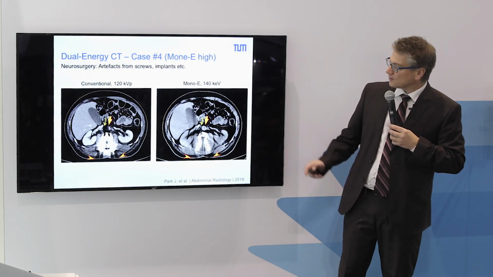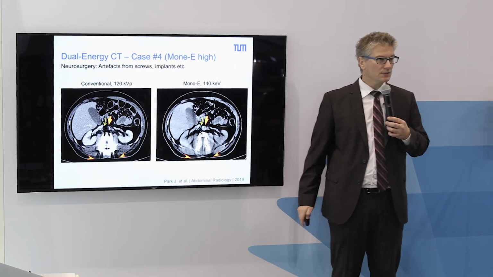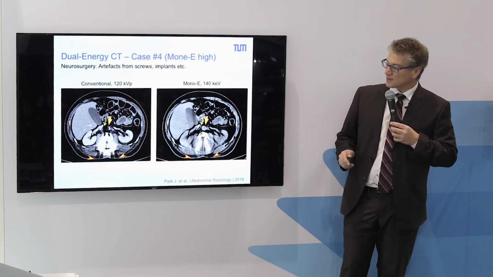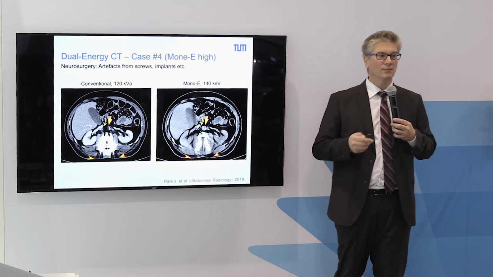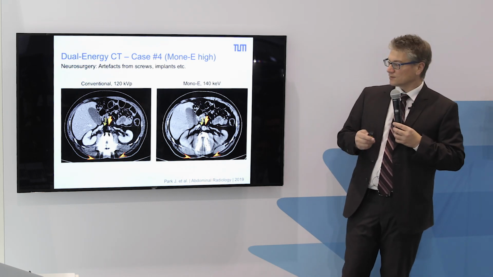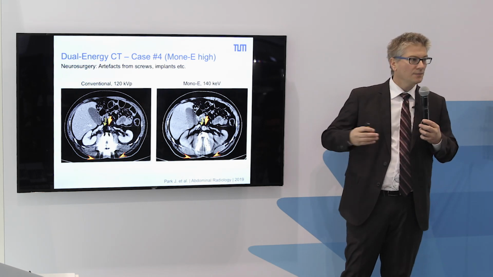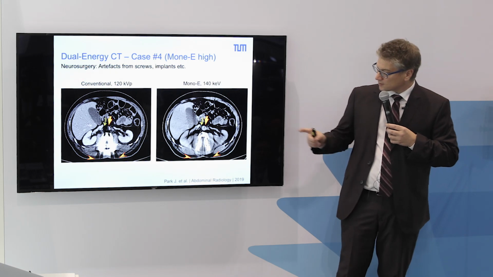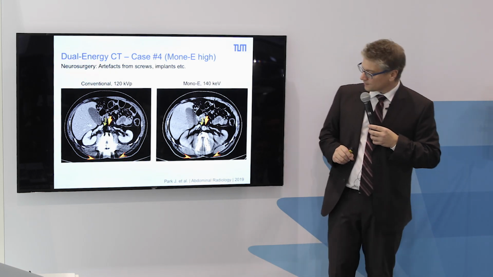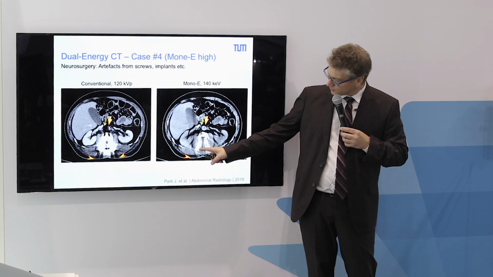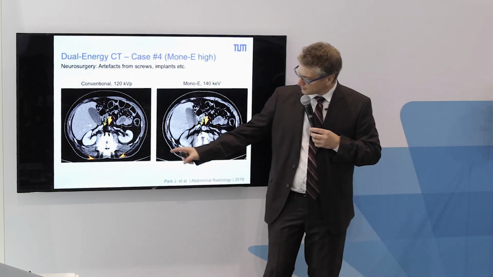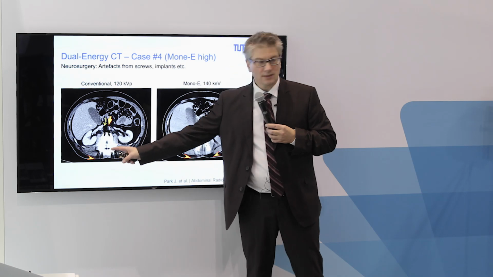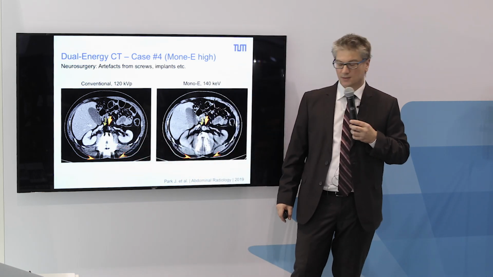Another case is now the high energies. So the high energies are helpful when you are dealing with artifacts. Artifacts due to metal implants, you have in the teeth, in the hip, or even in the spine. So this is a patient that had some screws, neurosurgery to fix the spine, and you see that this always causes heavy streaking artifacts in the reconstruction.